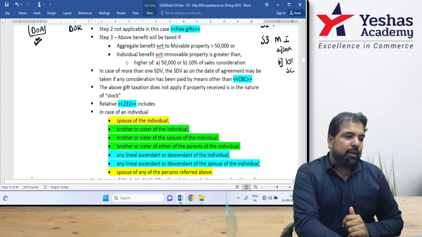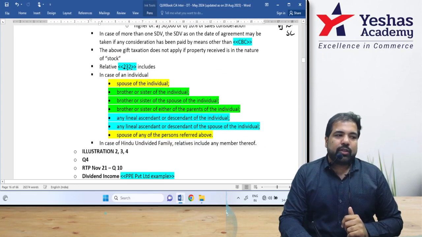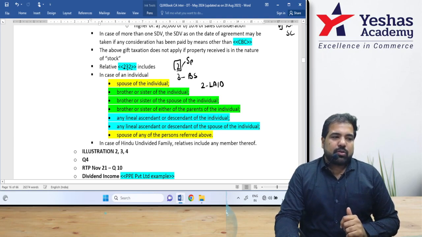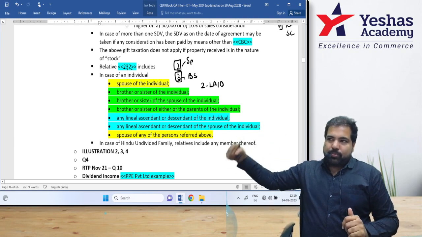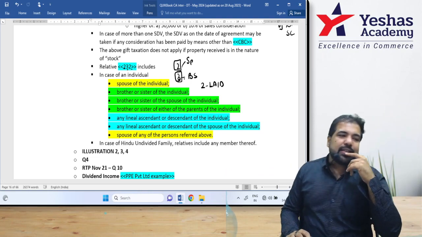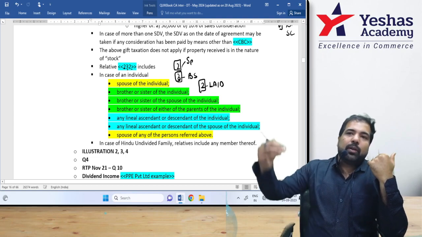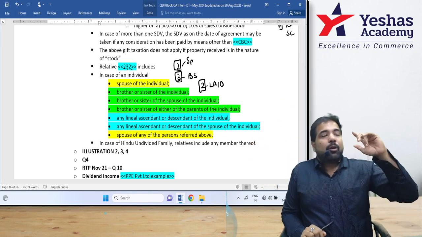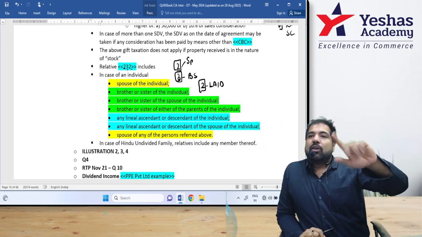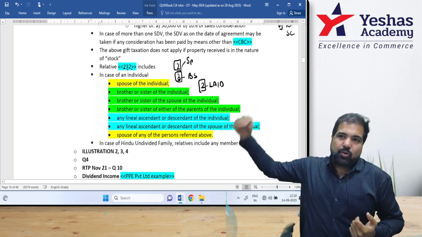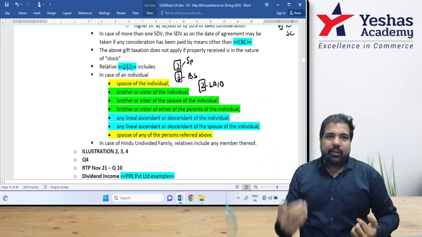And now, guys, moving ahead, what is the definition of relative? 2, 3, 2. Two spouses, 3 brothers and sisters, and 2 lineal ascendants and descendants. Guys, your spouse, your brother and sister, your spouse's brother and sister, and your parents. Guys, mama, mami, kaka, kaki, all those, yes, are your relatives. And people above you, people below you. That means your parents, grandparents, etc., children, grandchildren, etc. But when you go to grandparents, lineal means only paternal, only dada dadi, not nana nani.